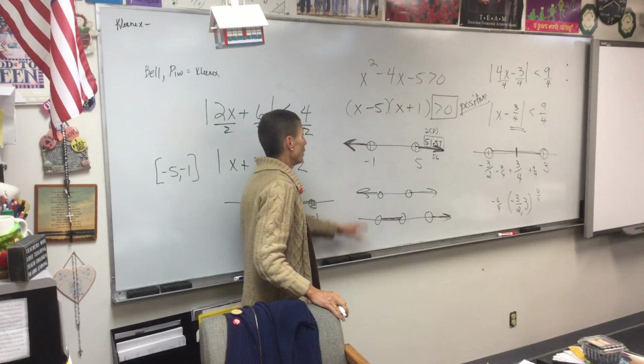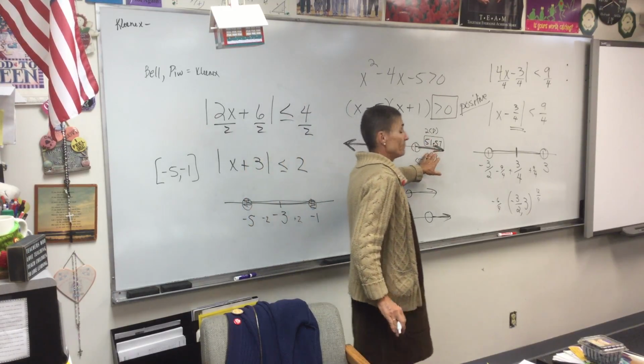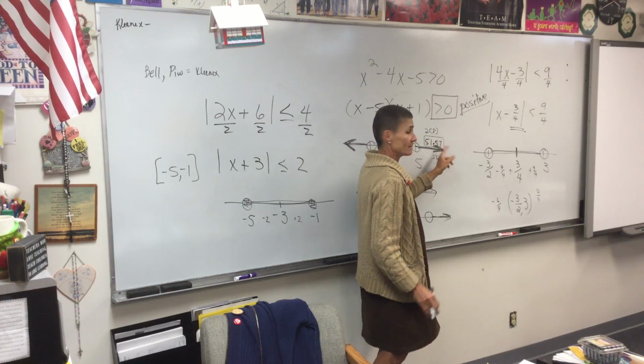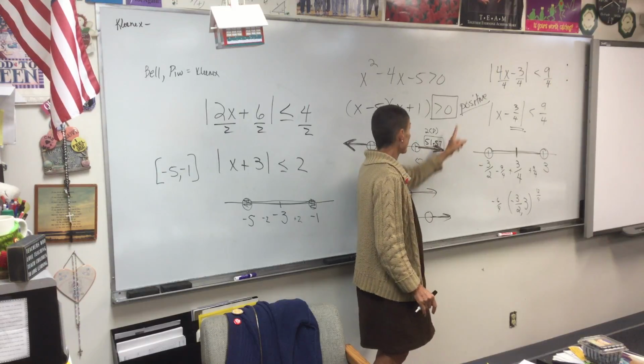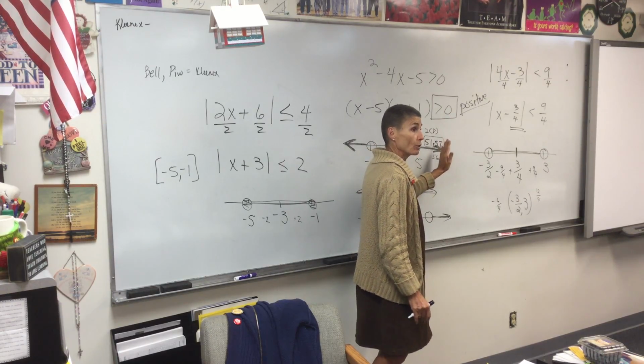Now, Austin, he picked the number 56, and it worked. It gave me a big positive number, so that's what I wanted. I wanted a positive number. I got one, so that worked.